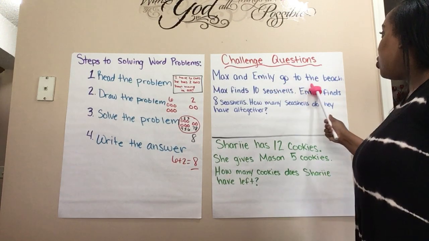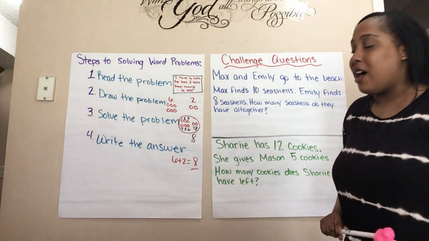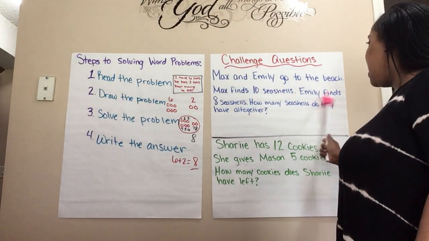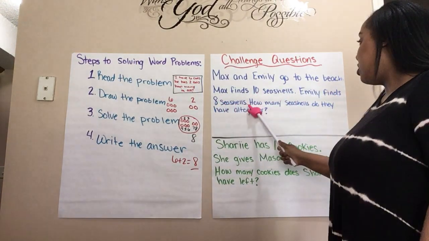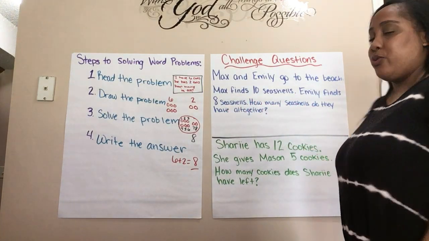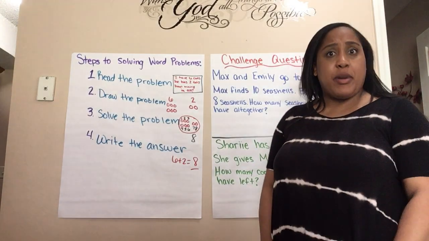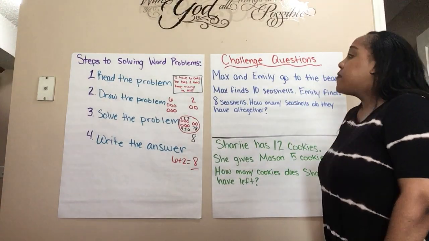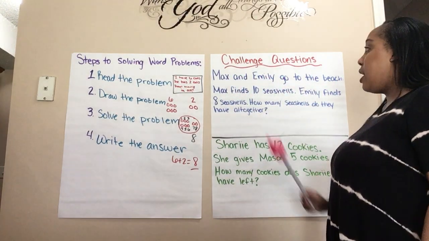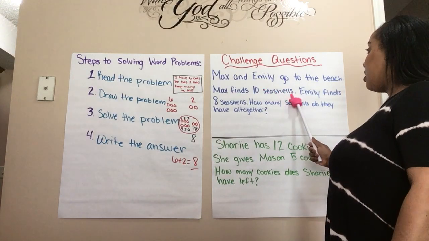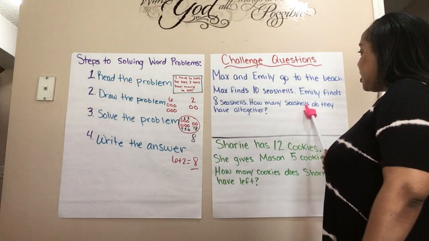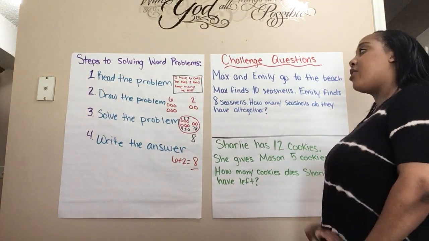Max and Emily go to the beach. Ooh, how fun. Max finds 10 seashells. Emily finds 8 seashells. How many seashells do they have all together? Ooh, kind of got some bigger numbers in this problem. Okay, I'm going to read it again. Max and Emily go to the beach. Max finds 10 seashells. Emily finds 8 seashells. How many seashells do they have all together?